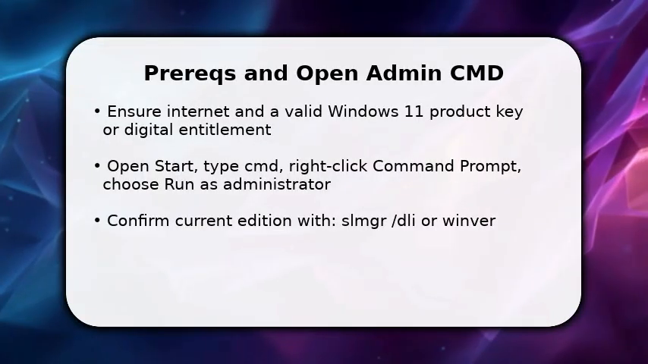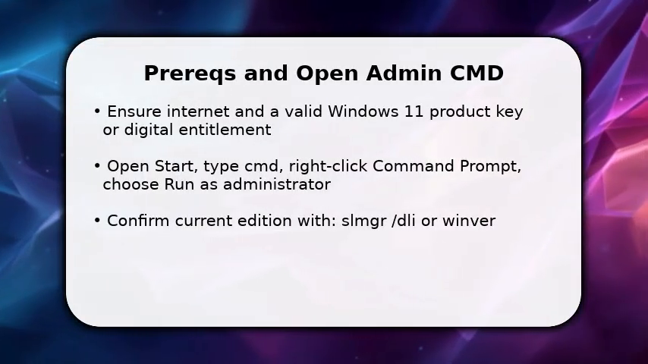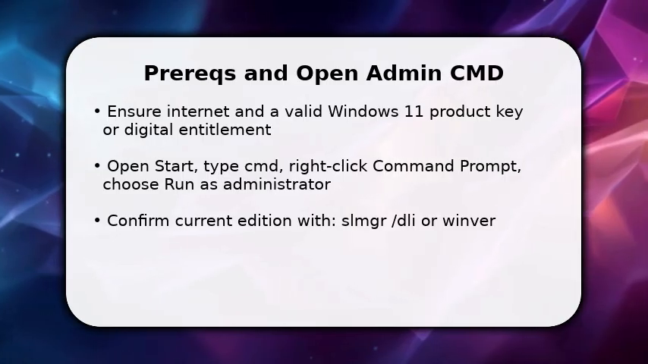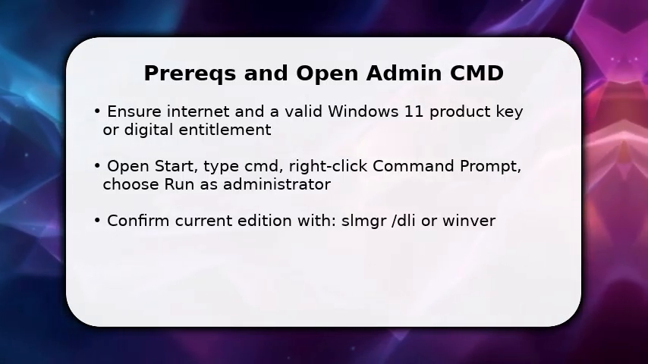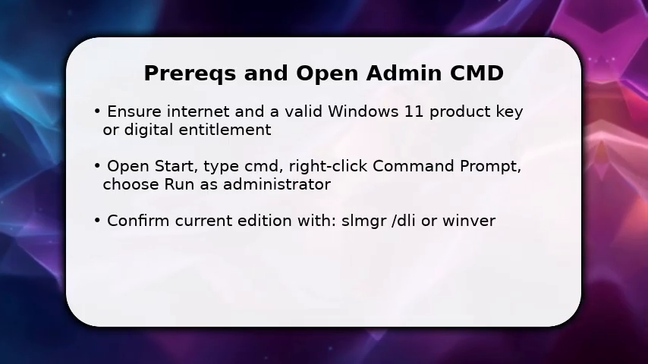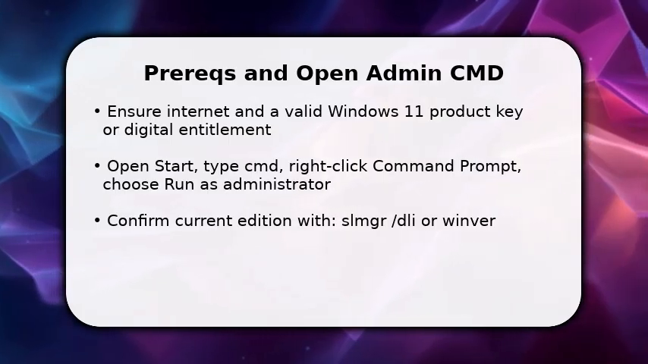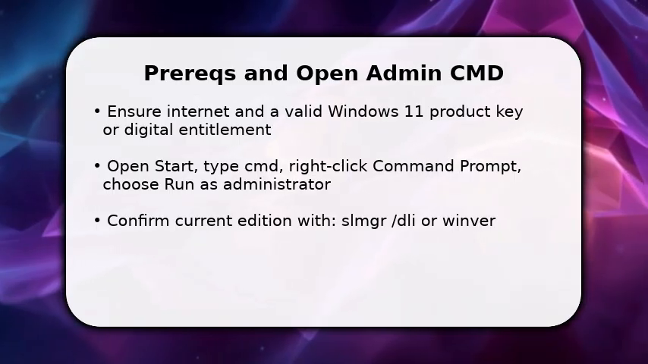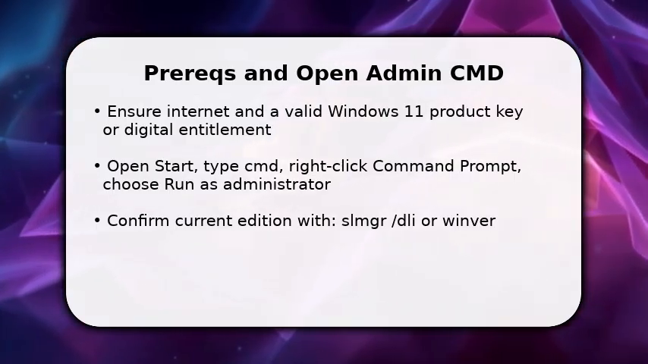You need admin rights and your product key ready. Once that's confirmed, open an elevated command prompt. Type slmgr /dli to check the current license state and edition so you know what to change. If you have a digital license, note that online activation will pair your hardware. If you have a key, keep it accessible.